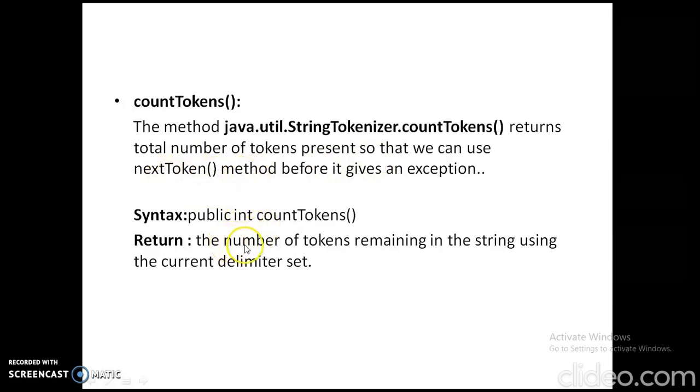It's not the total number of tokens, rather the number of tokens remaining in the string using the current delimiter set. So as I said, there is a current position being maintained internally in the string tokenizer object. From the current position, the remaining tokens left will be returned by the countTokens method.